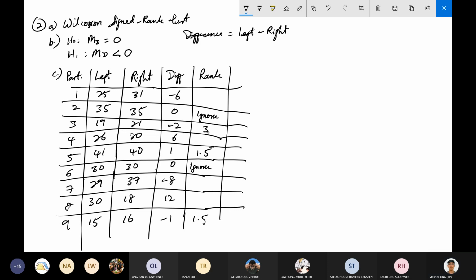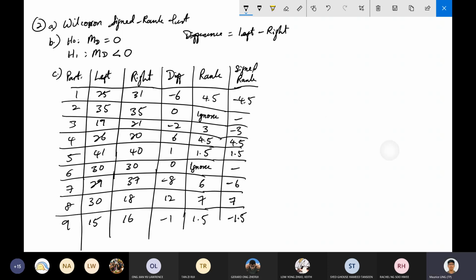So 2 here is rank 3. Then after that, we go to 6: rank number 4 and rank number 5, so it's 9 divided by 2, which is 4.5, 4.5. And this is 6 and 7. After which, you put back the signs. This is the signed rank. If there's a negative, you put back the negative. So it's minus 4.5, this is ignored, this is minus 3, this is 4.5, 1.5, ignored, minus 6, 7, minus 1.5.